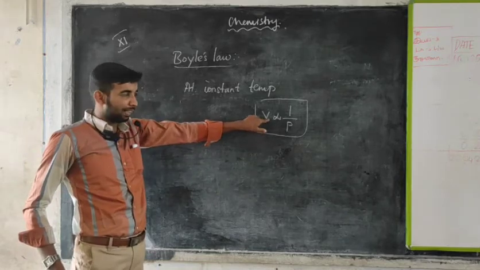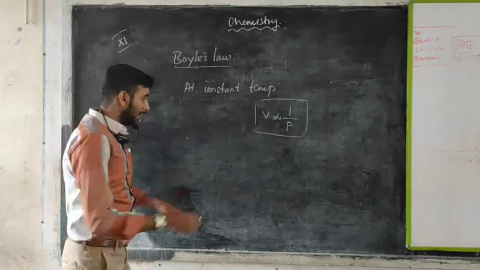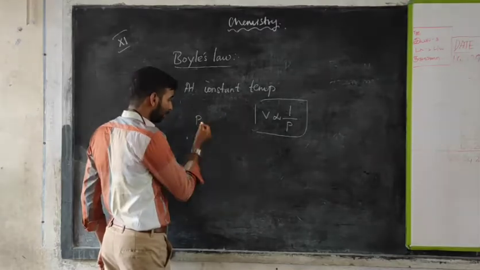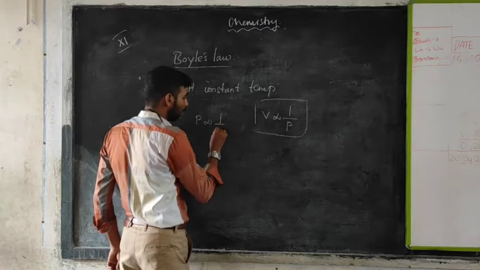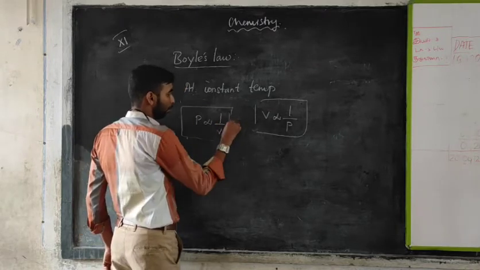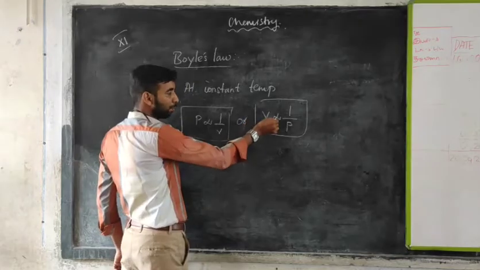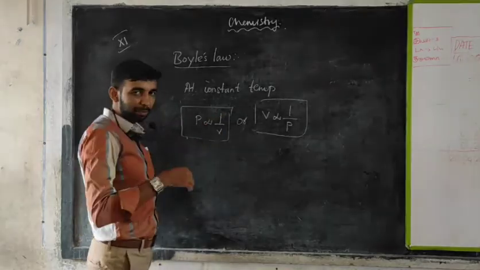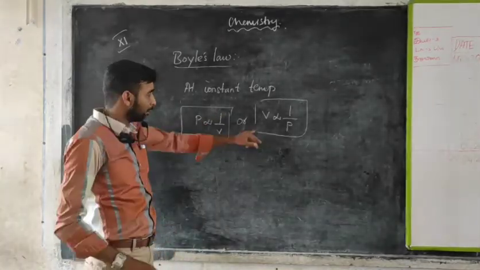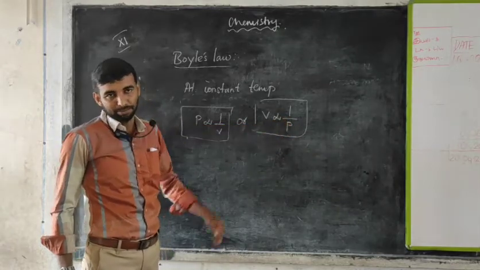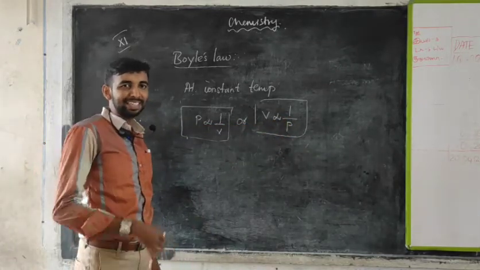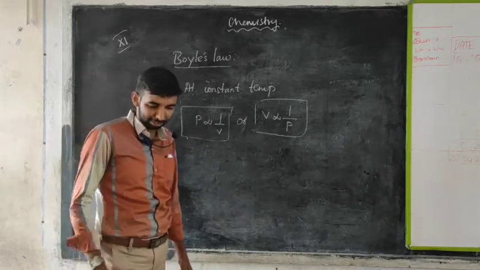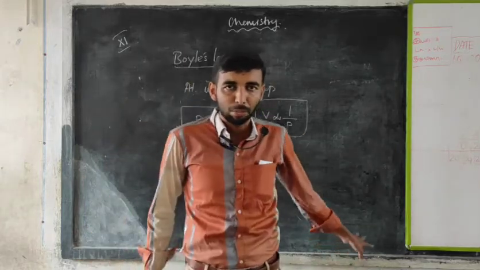If you increase the volume, the pressure will decrease, or you can write it like this: pressure is inversely proportional to volume. Both are the same. Volume is inversely proportional to pressure, or pressure is inversely proportional to volume. If you increase the pressure, the volume will decrease, or if you increase the volume, the pressure will decrease. When the volume of gas increases, the pressure automatically decreases. This is the Boyle's law.